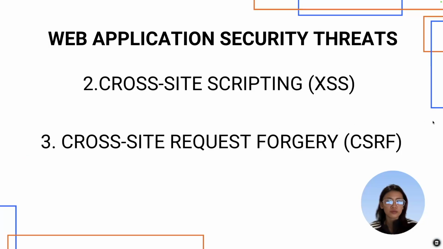Next we have, before we proceed, to prevent cross-site request forgery, we can use anti-CSRF tokens. We can also validate the links or the URLs, referer headers, and require user re-authentication for sensitive actions or multi-factor authentication as they call it.